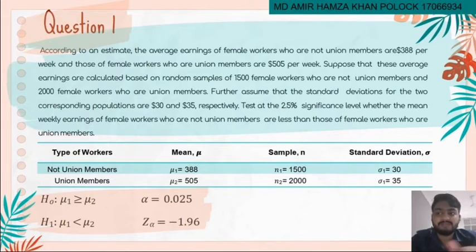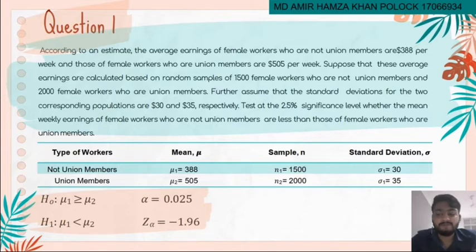So at first, here it's given, those who are not union members, mu1 equal to 380, n1 equal to 1500, and sigma 1 standard deviation is going to be 30. And those who are union members, for them mu2 is going to be 505, n2 is going to be 2000, and standard deviation sigma 2 is going to be 35.